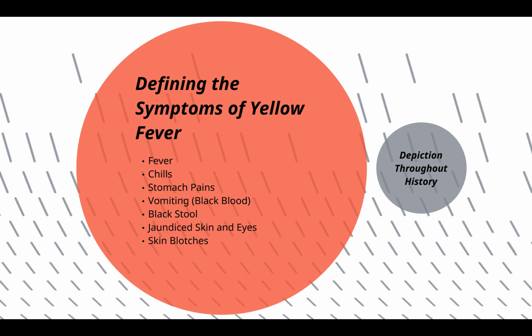Now, when looking at any changes in definition, we do see the same symptoms of yellow fever, but now we understand the why behind the symptoms, when before it was not understood. So some classic symptoms of yellow fever are fever, chills, stomach pain, vomiting, often accompanied with black blood in the vomit, black stool, jaundiced skin and eyes, which is basically a discoloring of the skin and eyes towards a more yellow color, and skin blotches, which is due to bleeding. And this has been depicted throughout history pretty consistently, but now we just know the whys behind it.